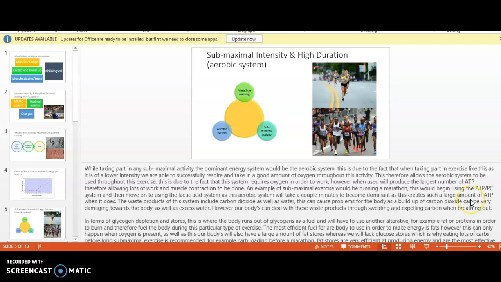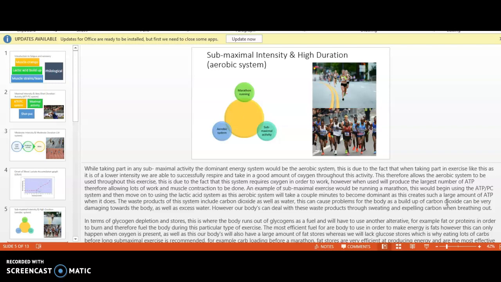This would be using the ATP/PC system to begin and then move on to the lactic acid system, as the aerobic system will take a couple of minutes to become dominant, as this creates such a large amount of ATP yield when it does. The waste products of this system include carbon dioxide as well as water.